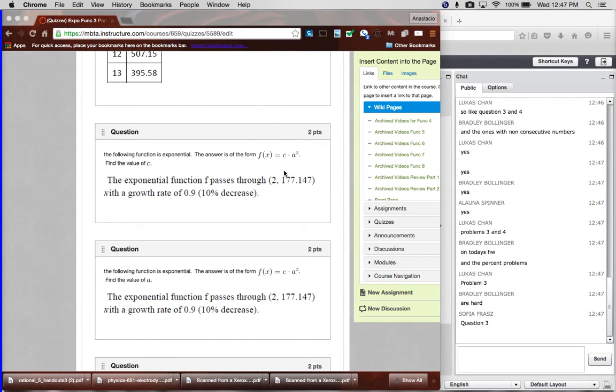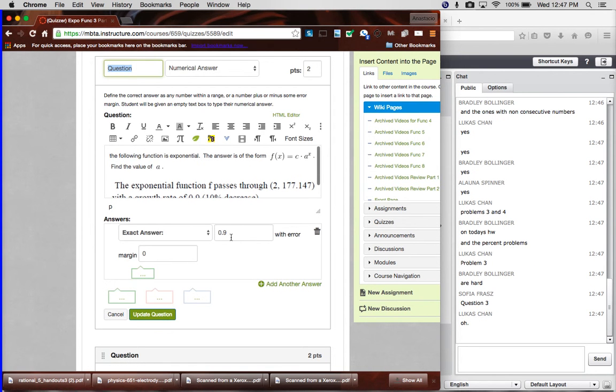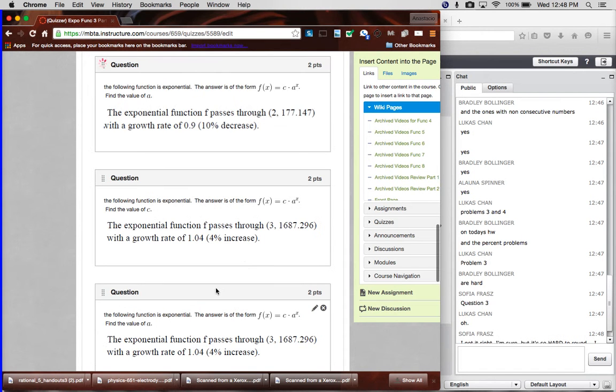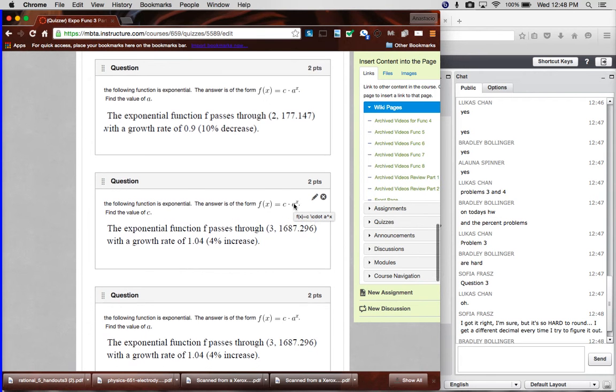So check this out. What we're going to do is we know the growth rate. It's 0.9. So already right there, your answer is 0.9 for A. This number right here is literally that number right there. See? 0.9. That's the right answer, for A at least, right?